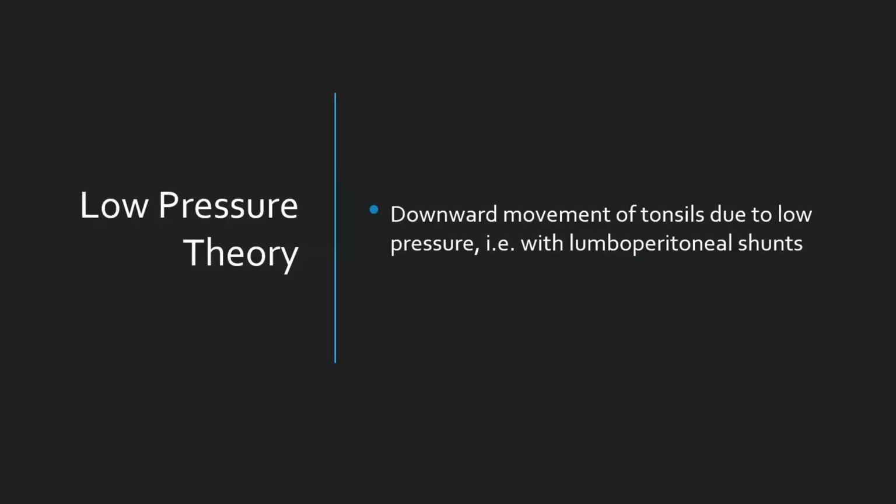The second example of low pressure and intracranial hypotension and Chiari development is with lumboperitoneal shunts. Again, you have drainage of CSF in the lumbar region, leading to a downward movement of the tonsils due to a pressure differential theory. And this has been described with lumbar punctures as well, repeated lumbar punctures.